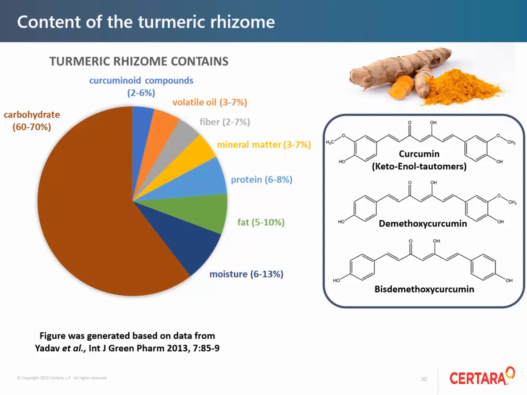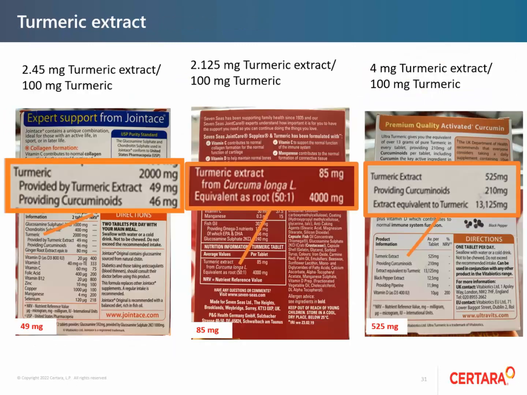2 to 6% can still be a wide range. So what I did, I went to the local supermarket and had a look at what is actually available. And this is what is available here. So you had a first product, which tells me it has 49 milligram of the turmeric extract. The second has 85 milligram of the turmeric extract. And the last one at 525 milligram of the turmeric extract. And if I normalize it all, I'm getting about 2 to 4% turmeric.